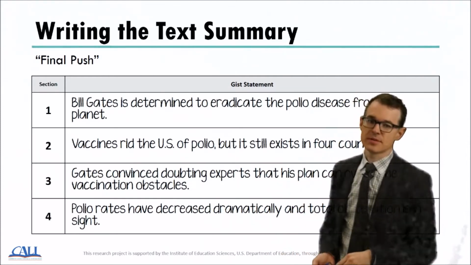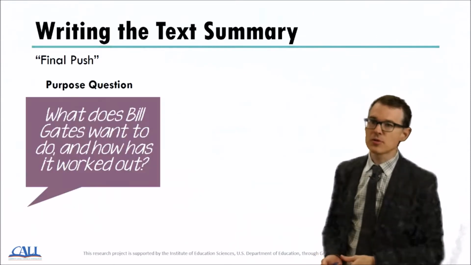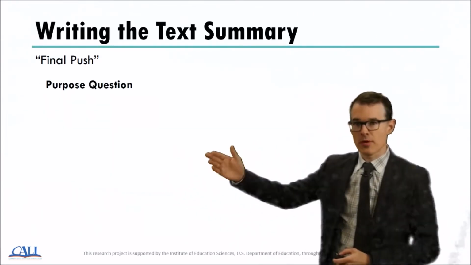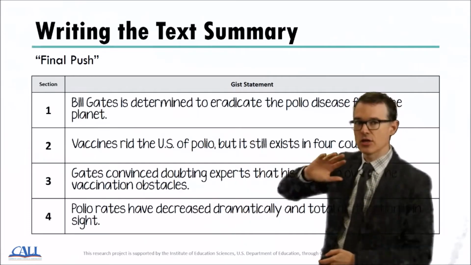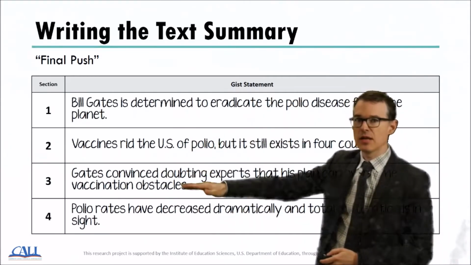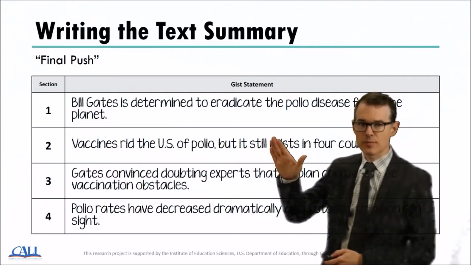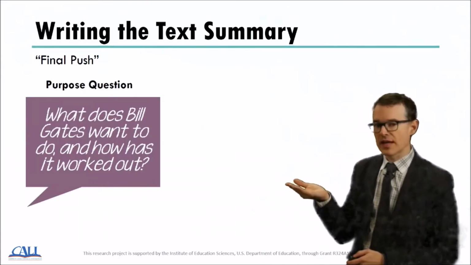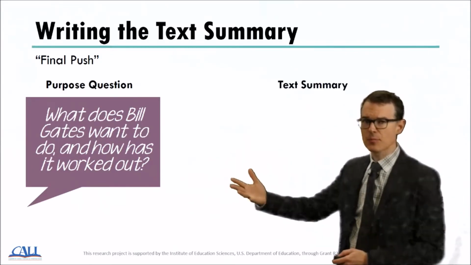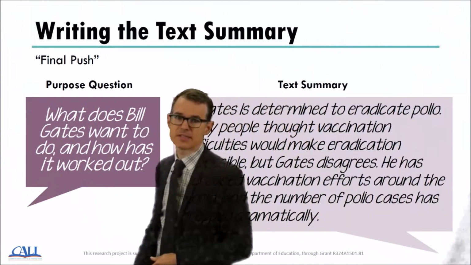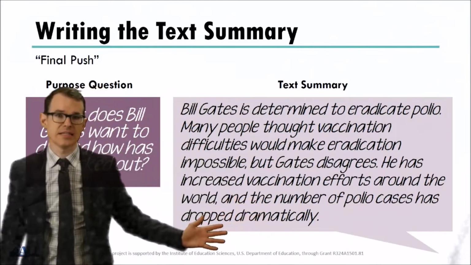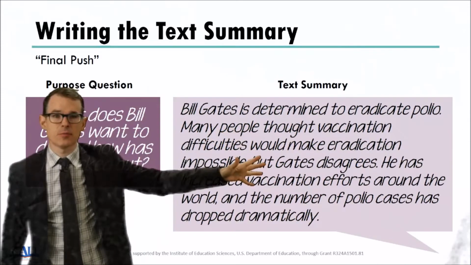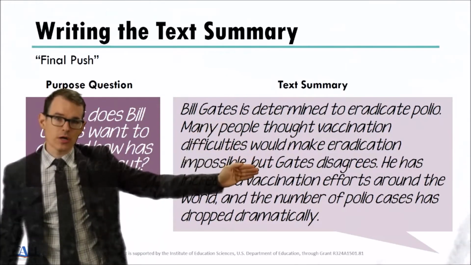So then we've got thinking about our final push, text summary. So here are the gist statements that we came up with, right? And our purpose question was, what does Bill Gates want to do and how has it worked out? So remember that we didn't take all of our ideas here and put them into a purpose question. The vaccines ridding polio except in 4 countries, we decided that's not so critical. So our purpose question didn't really involve that specifically. Now I put all that stuff together. And our text summary basically focuses on the key idea of Bill Gates is determined to eradicate polio. Lots of people thought it wouldn't work, but Bill Gates agreed.